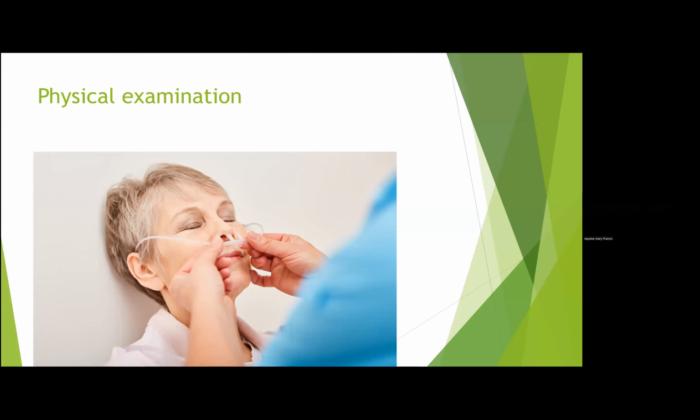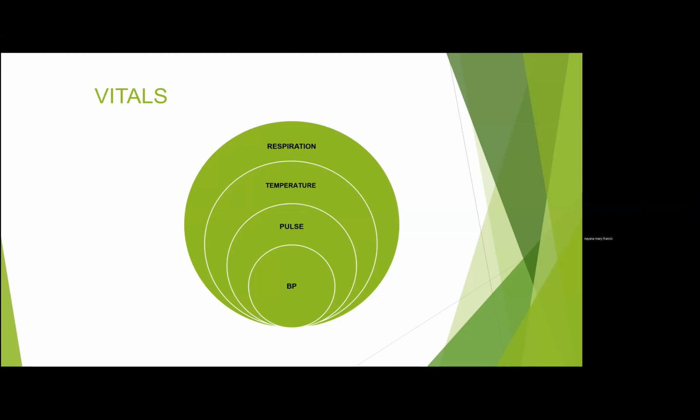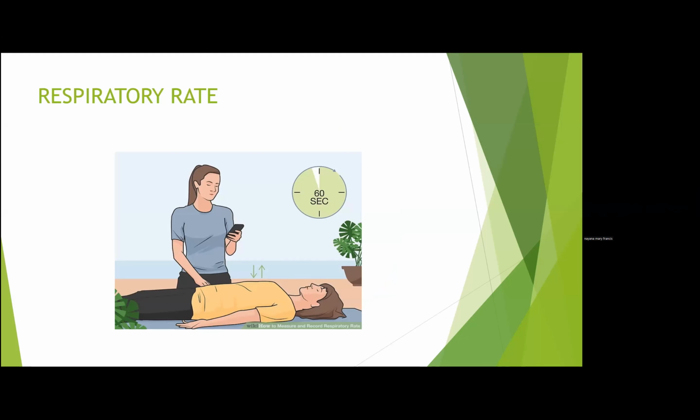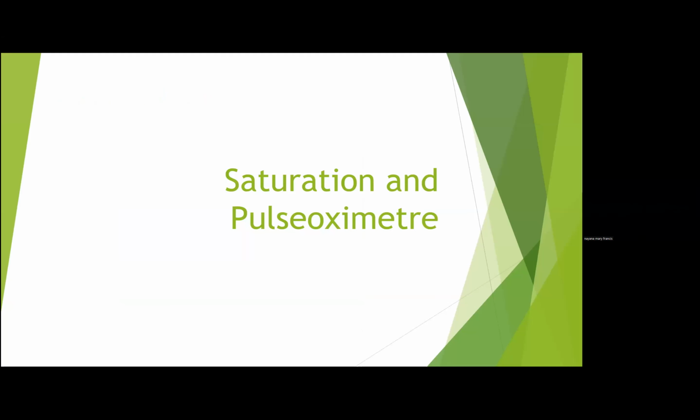Now coming to physical examination, we take a detailed examination. We check the vitals. We check the respiratory rate. We'll count the respiratory rate, watching the chest movements for 60 seconds. We record the respiratory rate. Now the next one, saturation and pulse oximeter.